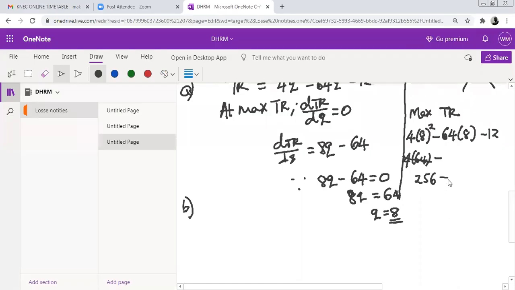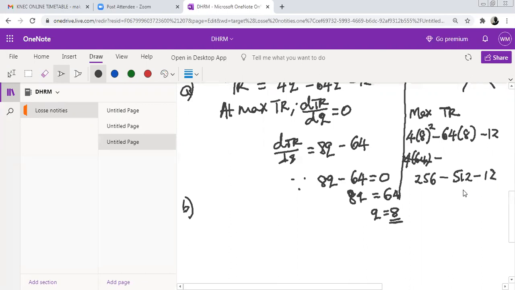And we were doing this part here of 256 minus the answer for 64 times 8. What do you get? 512. 512 minus 12. You work out that.